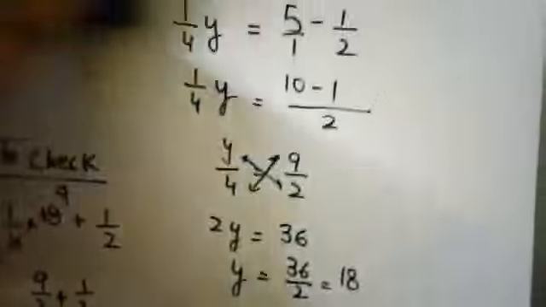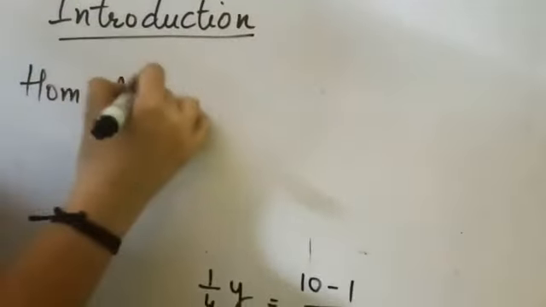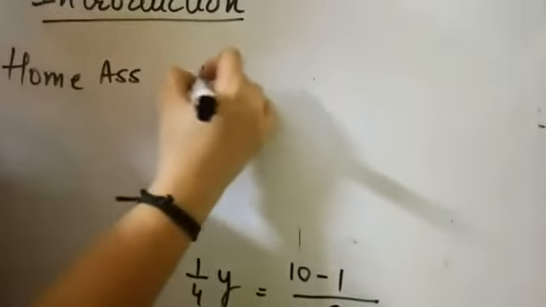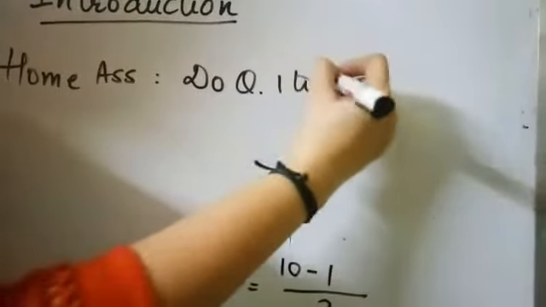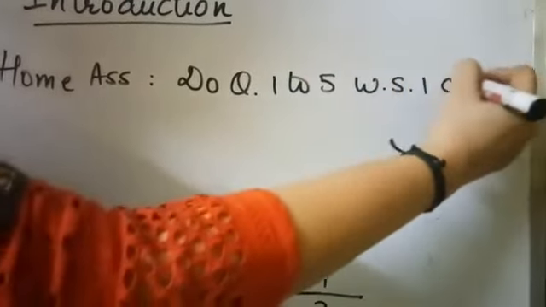So the home assignment for today: revise the introduction and do question numbers 1 to 5, worksheet 1, chapter 7.